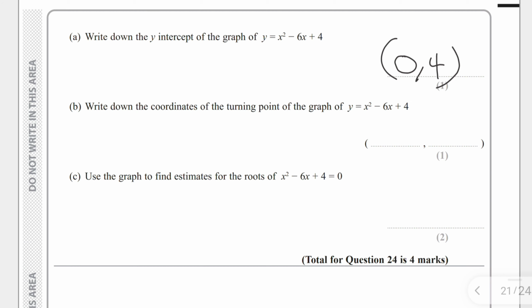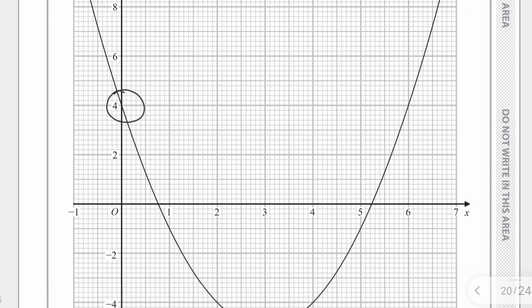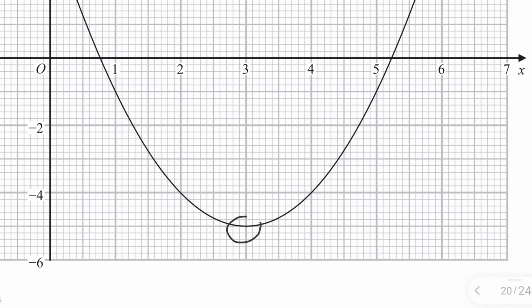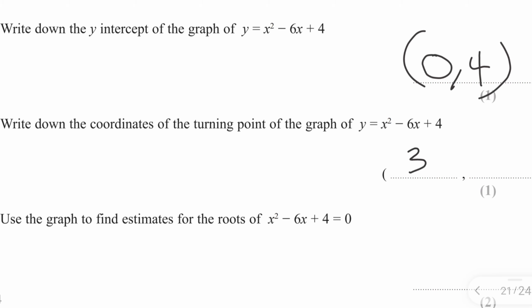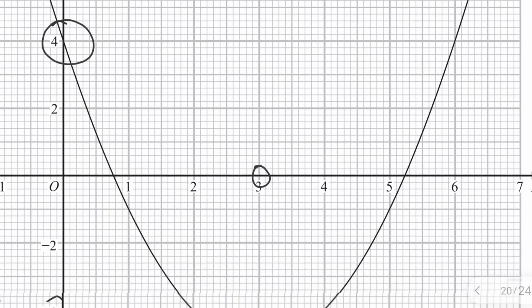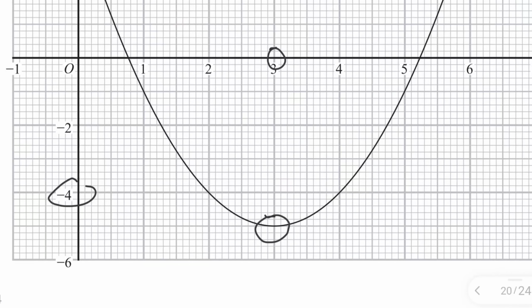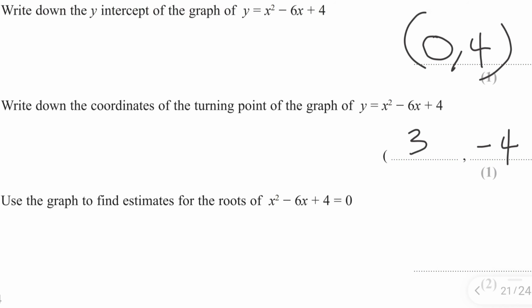Write down the coordinate of the turning point of the graph. So the coordinate of the turning point is this. In this case, that is 3 and -4. So that is 3, -4, I guess. Let me check again. Oh, my bad. It's not -4. It's actually -5. Can we see that? It's -5. So that is 3, -5.